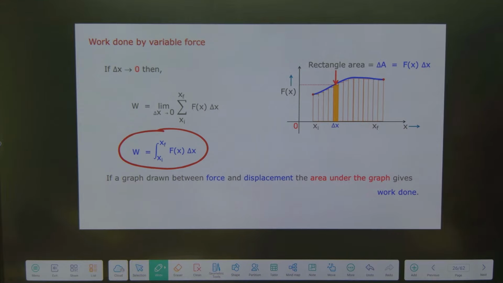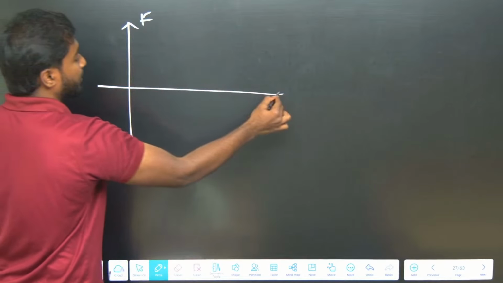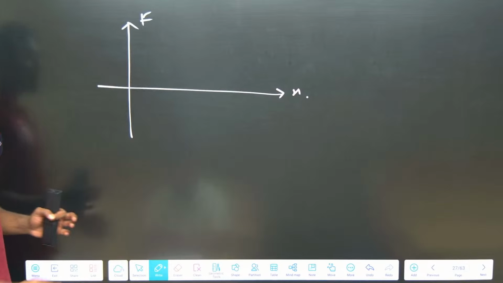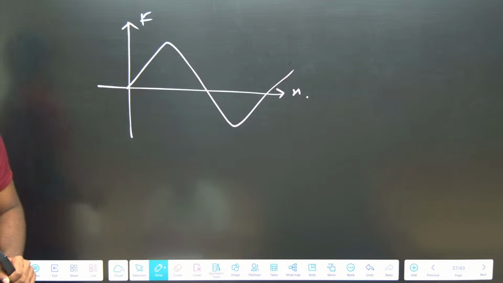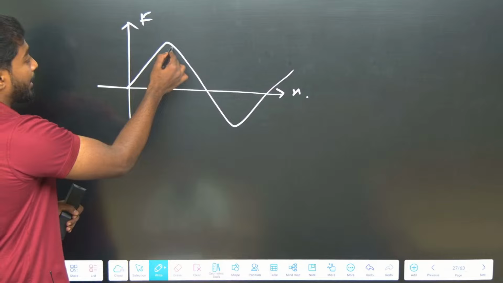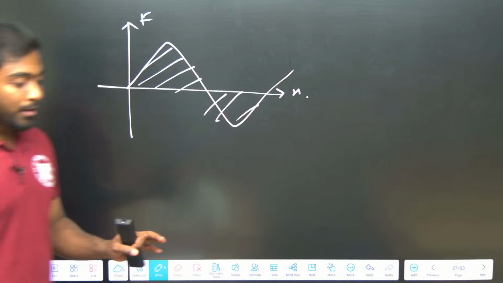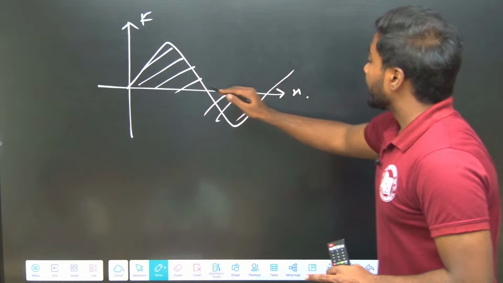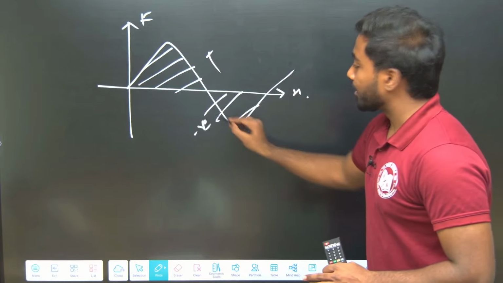Done. So now one more type I will explain here. If the question mentions force and displacement, and they give a graph and ask me to find the work done, force into displacement will be work done, right? No. I should take the area under the graph. Here I should consider the region above the x-axis as positive and below the x-axis as negative.